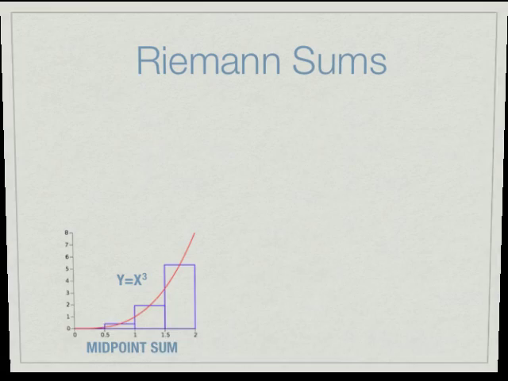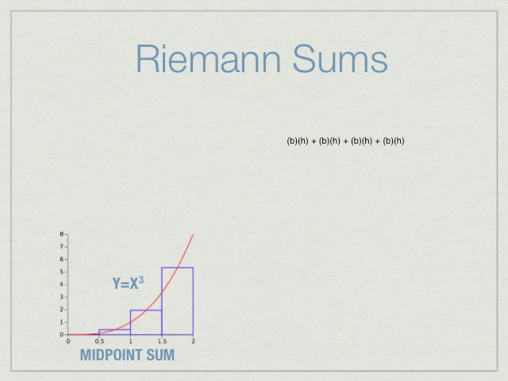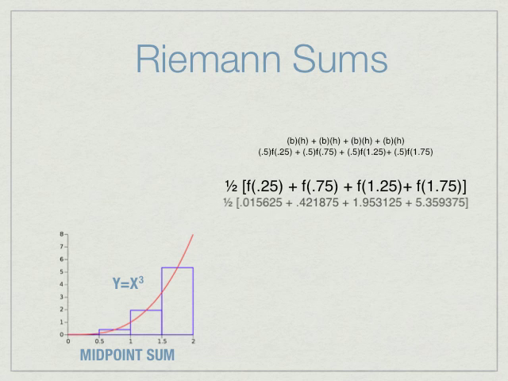Now, if we look at a midpoint sum, again, we're doing exactly the same thing, except our heights here are going to be the midpoints of each of them. So we're going to use f of 0.25, f of 0.75, f of 1.25, and f of 1.75. We're going to get an answer of 3.875.